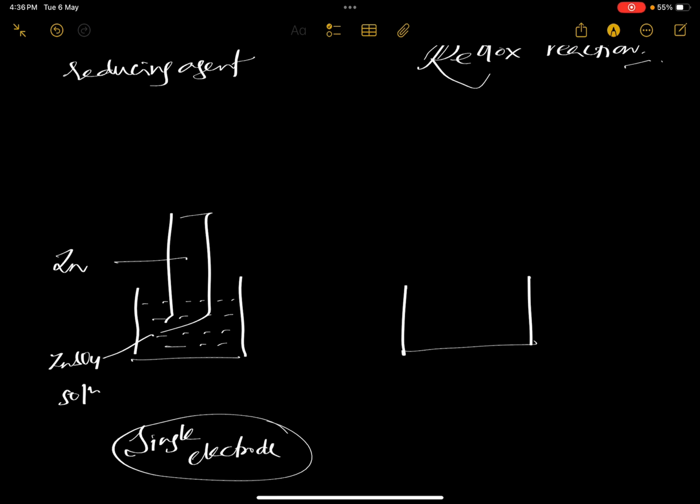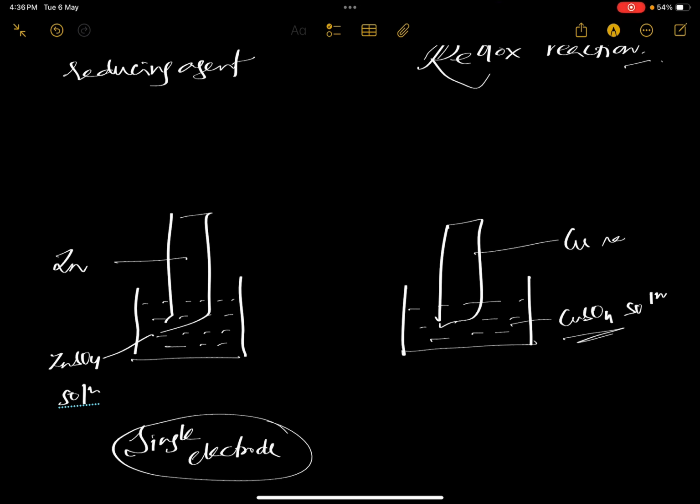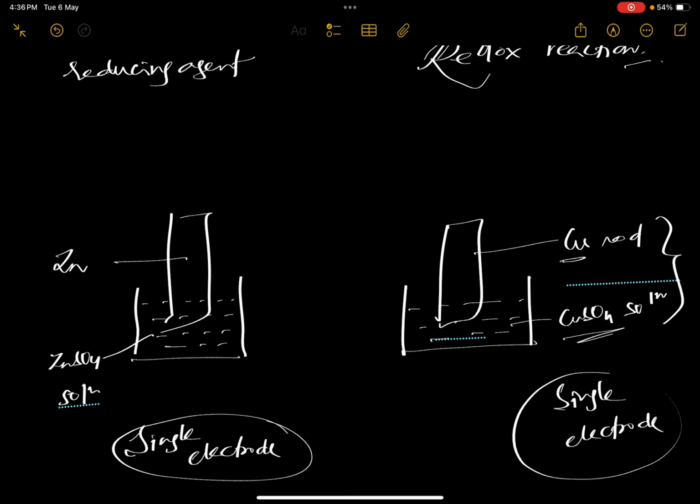Similarly, you take one more container. In this, take copper sulfate solution. If you want, keep your blue color solution because copper sulfate solution is blue in color, correct? And keep here a copper rod. When the copper rod is kept in copper sulfate solution, this is again a single electrode. So here you are using two single electrodes. One is a zinc rod dipped in zinc sulfate solution, another is a copper rod dipped in copper sulfate solution.